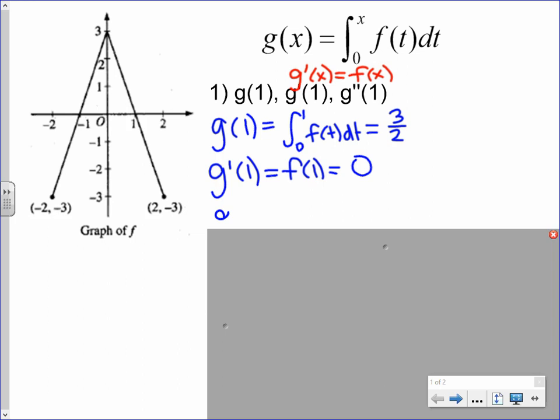And then if I'm going to ask you for the second derivative at 1, that's the same as f prime at 1. What do we look at on this graph of f? The slope. f prime deals with the slope. Okay, so the slope at 1 would be what? -3.